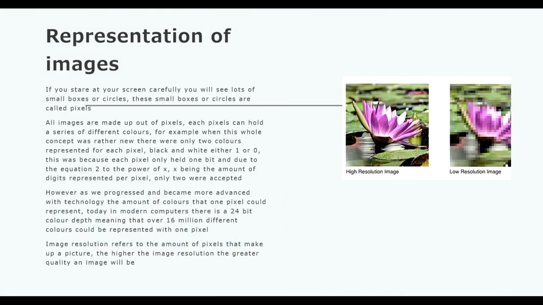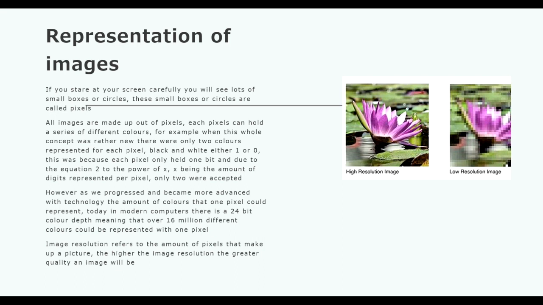Now that was representation of sound. This is representation of images. So if you stare at your current screen really carefully, you will see many boxes, or if you have a quite old computer, you would see very small circles. These are called pixels. All images are made up of pixels on the computer. Each pixel can hold a series of different colors.